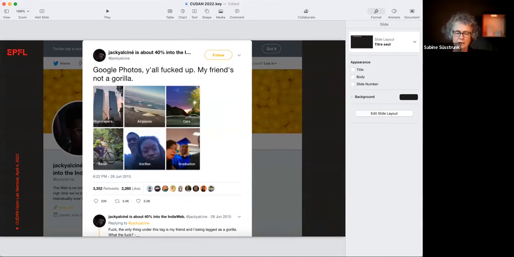And here's an example from just about 5 years ago. Google had a pre-trained model, and some type of imagery came in that it did not recognize. And then what happened? It basically misclassified this person's friends as gorillas.